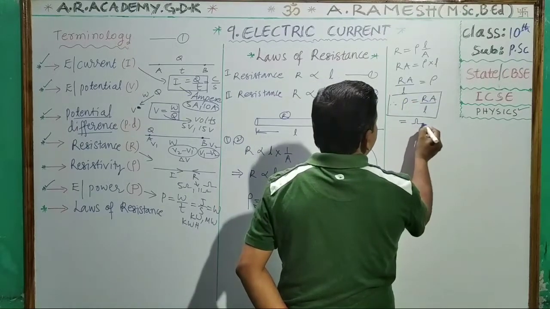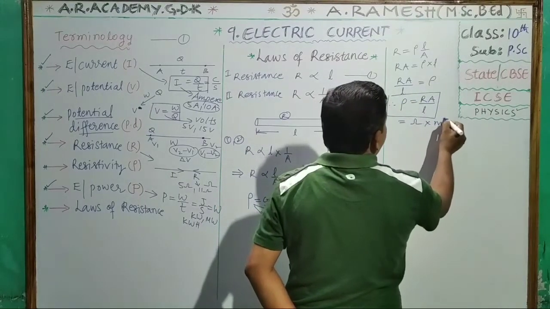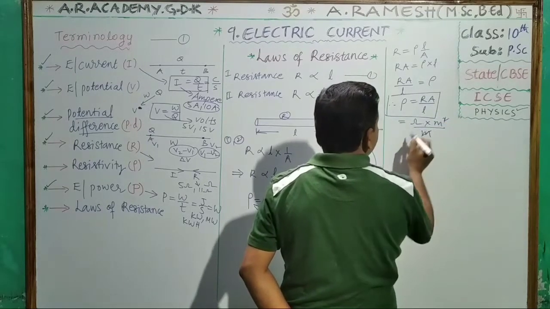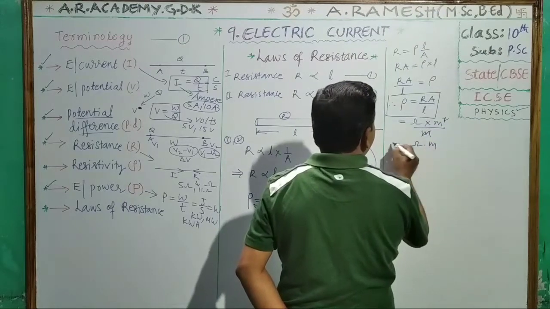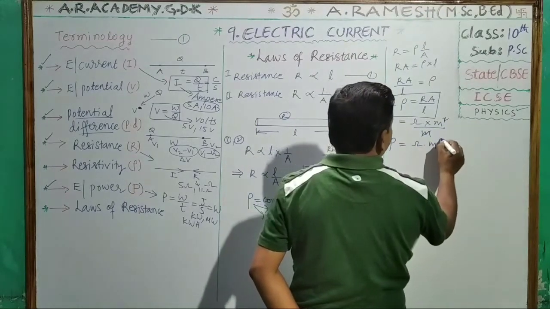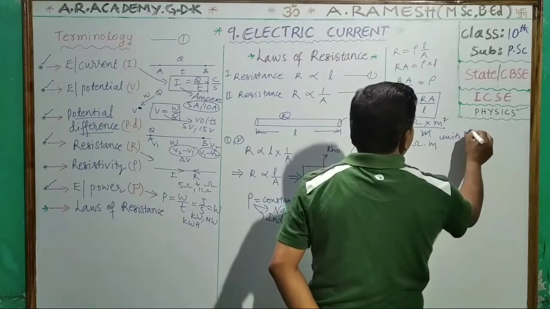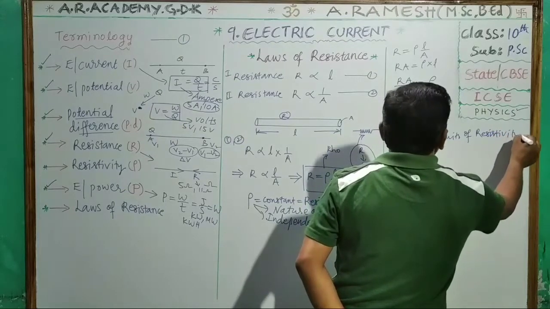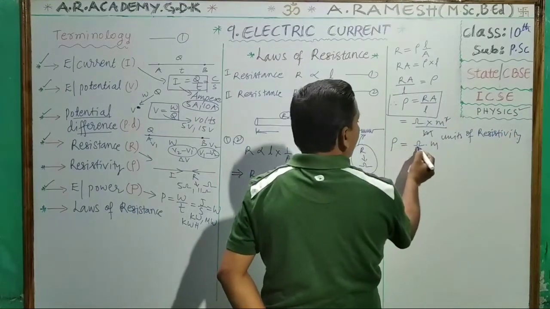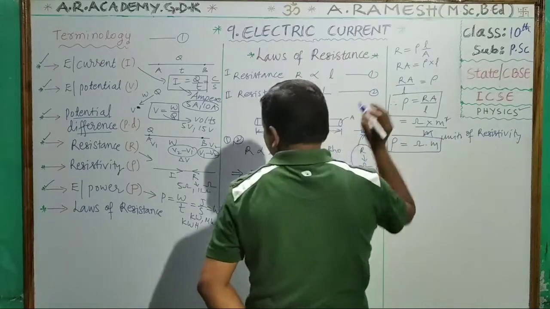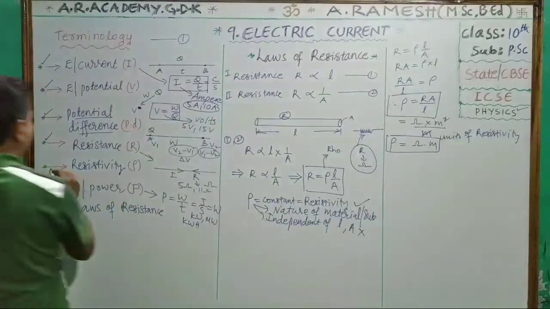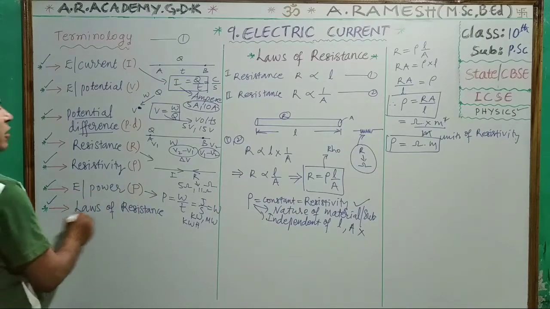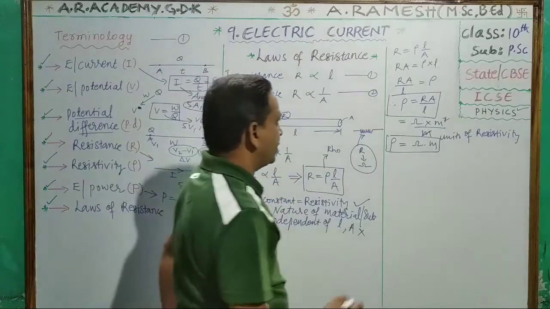R is measured in ohms. A, the area of cross section, is measured in meter square. Length is measured in meters. One meter cancels, then ohm into meter is the unit of resistivity. Rho units: ohm into meter, remember children. Now we have discussed resistivity, and the laws of resistance also. These two are the laws of resistance we discussed.